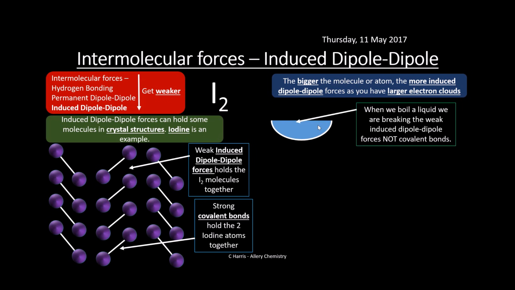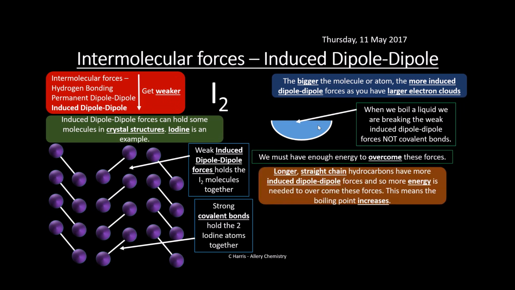And remember, when we boil a liquid or even melt this, well, actually we sublime iodine, but when we heat it up, all we're doing is breaking the weak induced dipole-dipole forces. We're not breaking covalent bonds. Covalent bonds take so much energy to break. So when we boil water, for example, and we turn it to steam, the only thing we're doing is heating it to break or weaken the forces between the molecules. Okay, we must have enough energy, obviously, to overcome these forces as well.